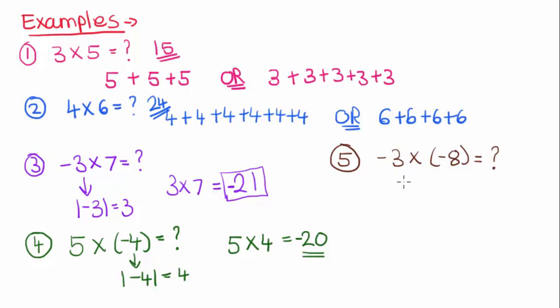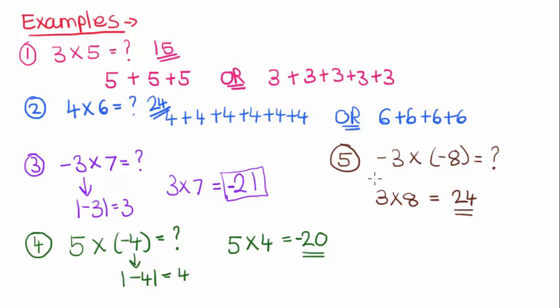So what I can do is simply find the product of 3 times 8, which will give me 24, and know that this is my final answer because my sign of the product will always be a positive when I'm multiplying two negative numbers together.